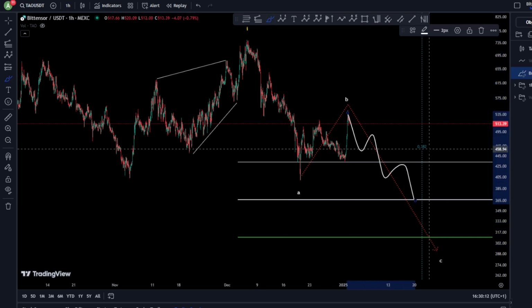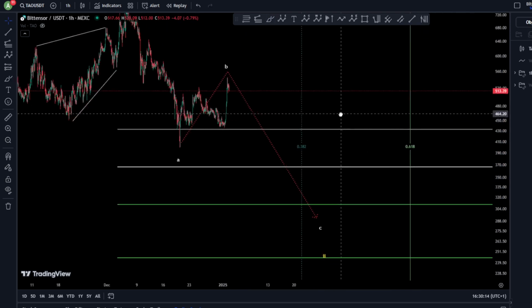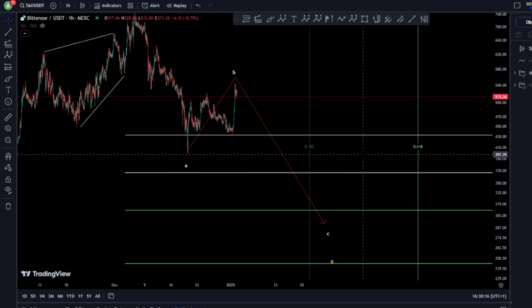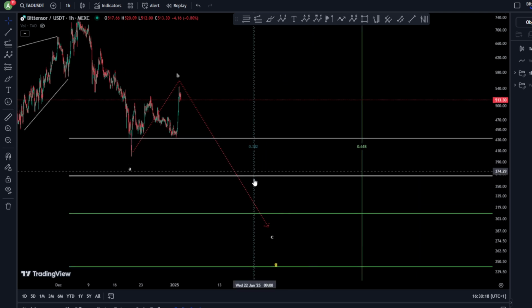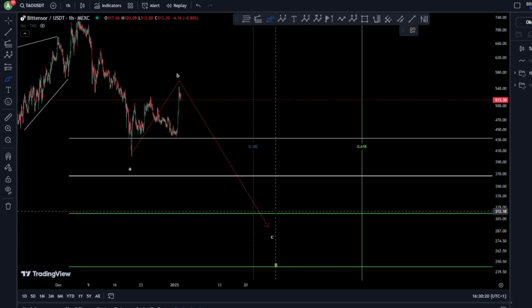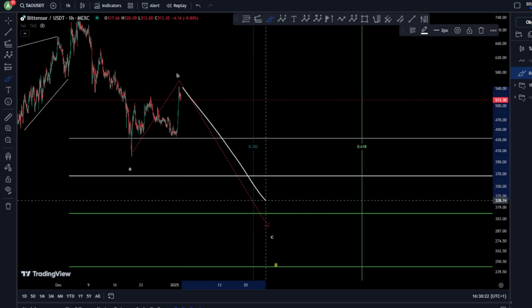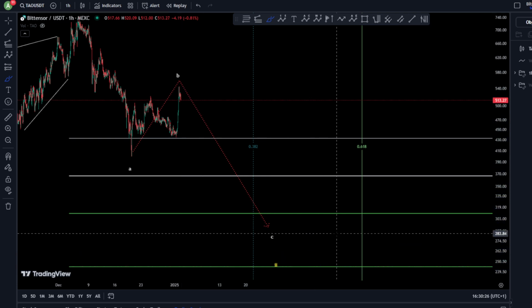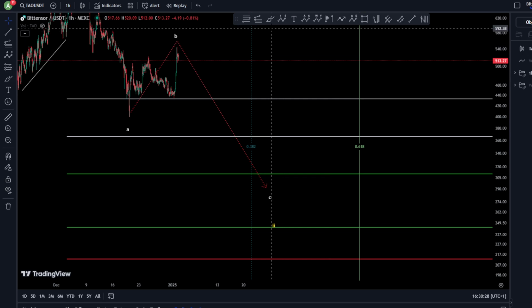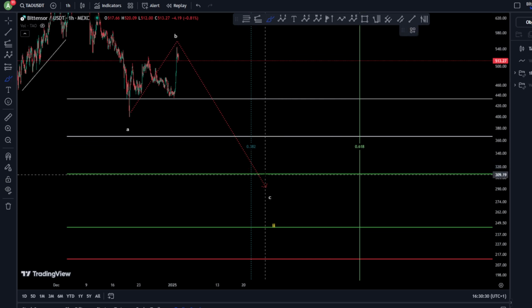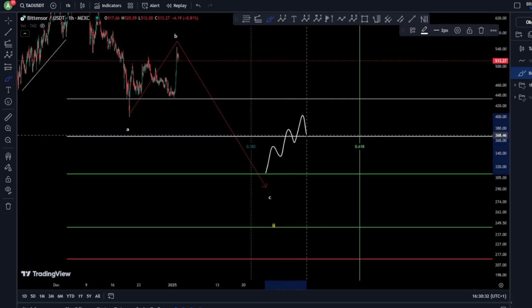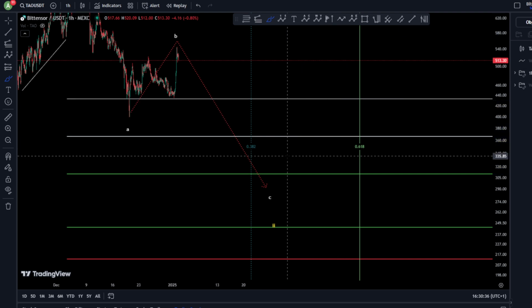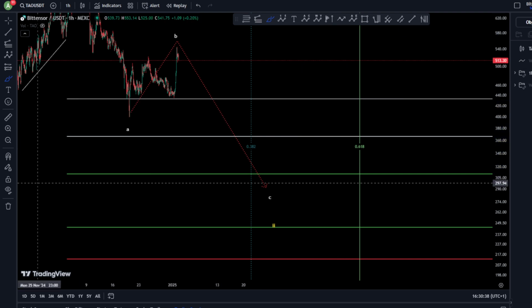to finish this correction in the perfect time required for this scenario, reaching in between the 0.5 or the 0.618. Basically lower than this, we have to start to consider some scenarios as bearish, but to be reanalyzed. The perfect signal will be 5 waves up, 3 waves down, and then continuation toward the upside. So that was it for TAO.